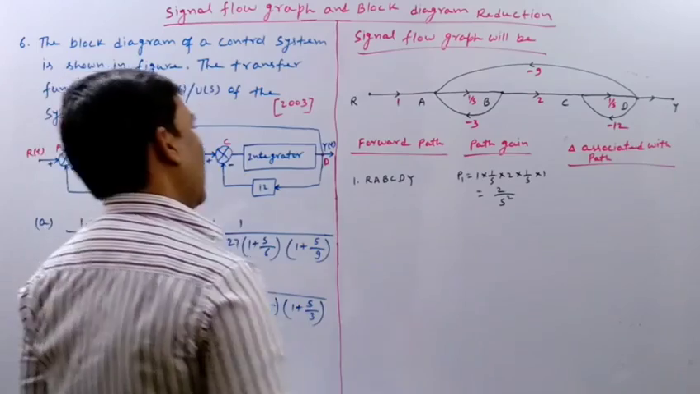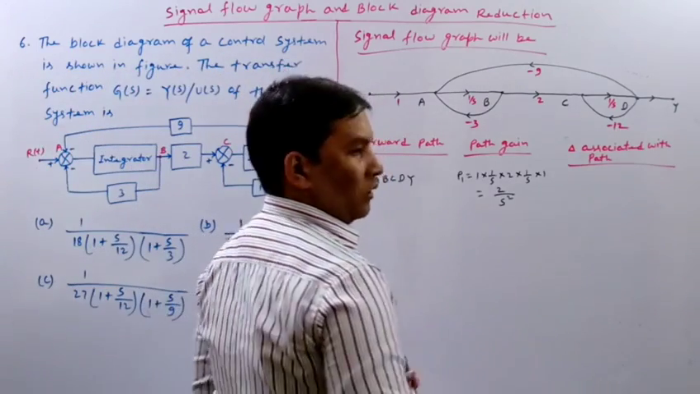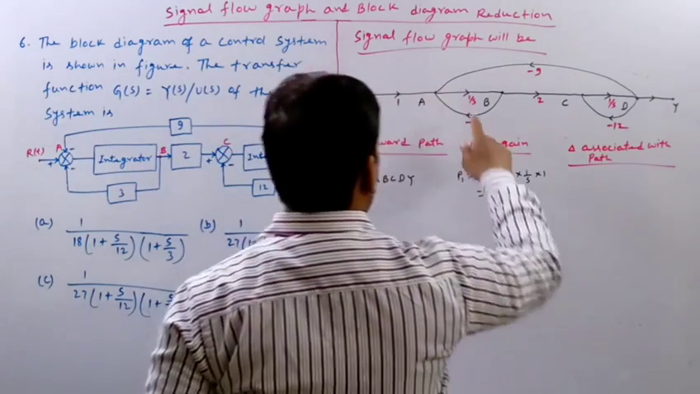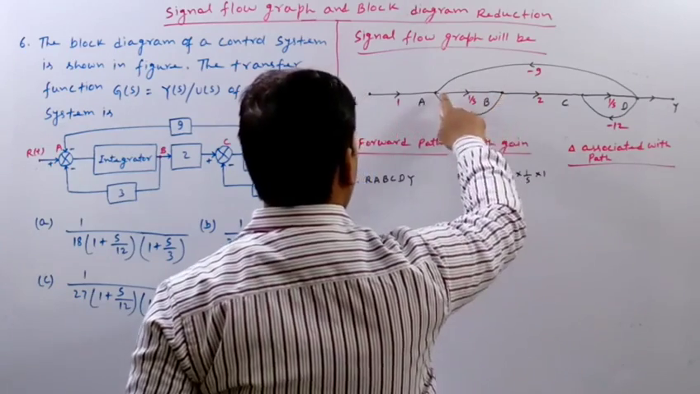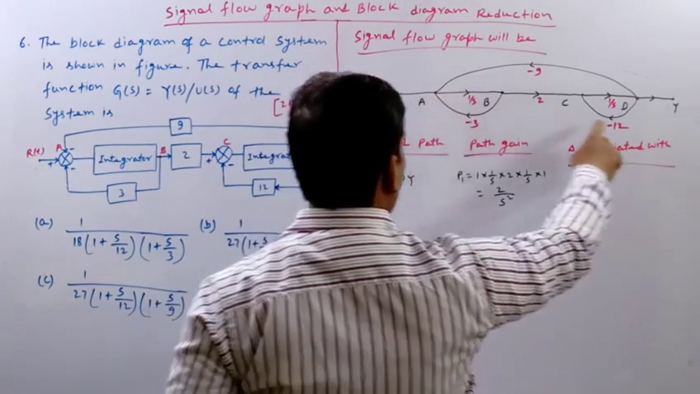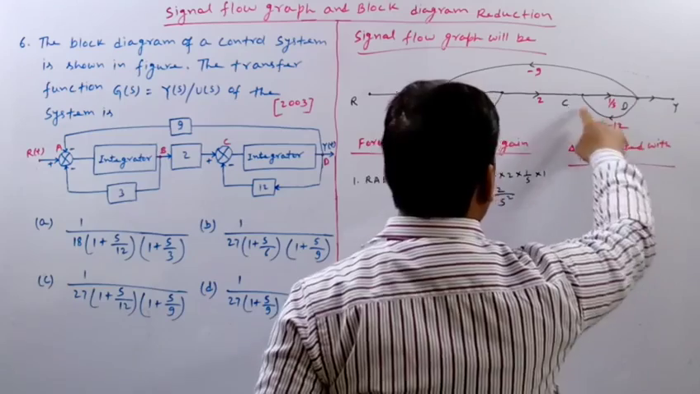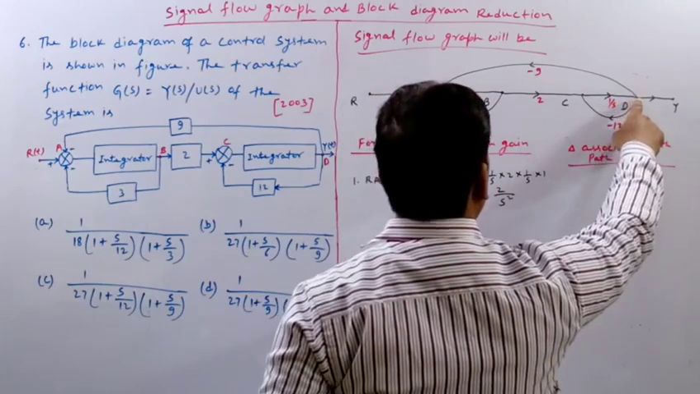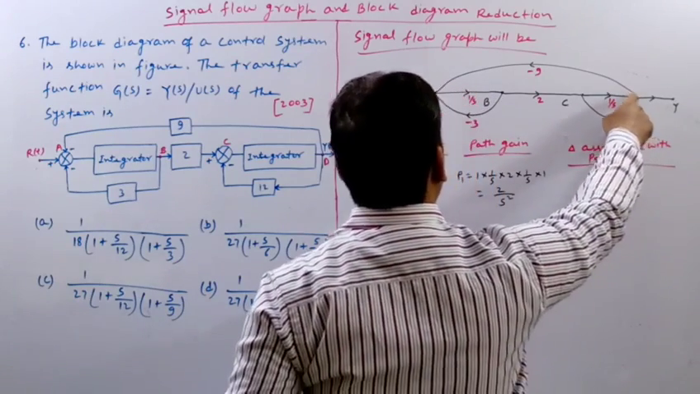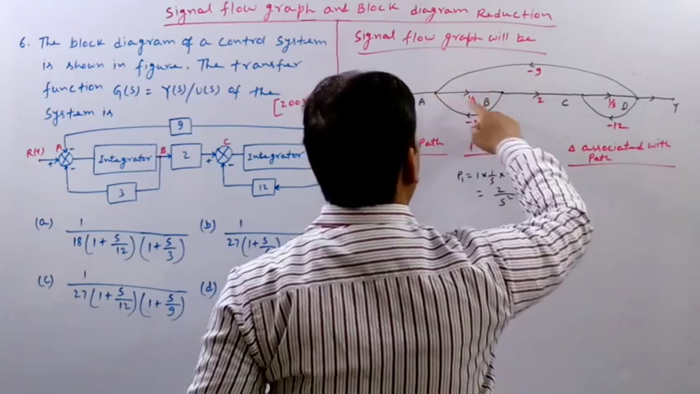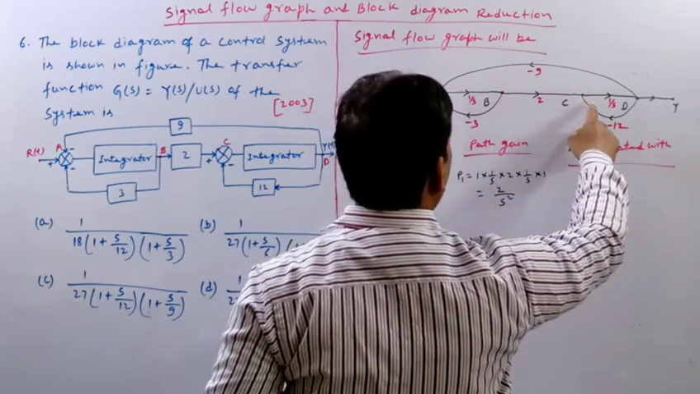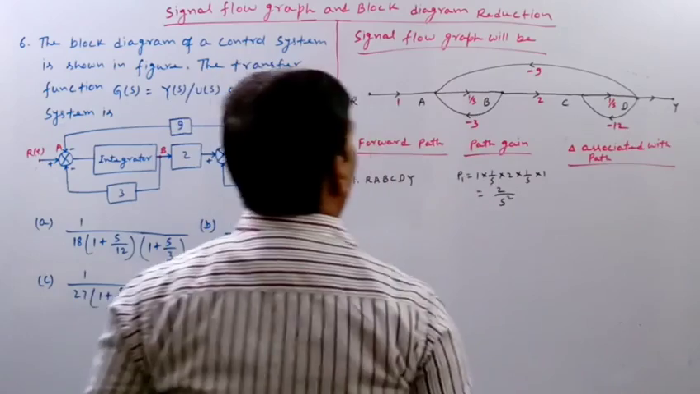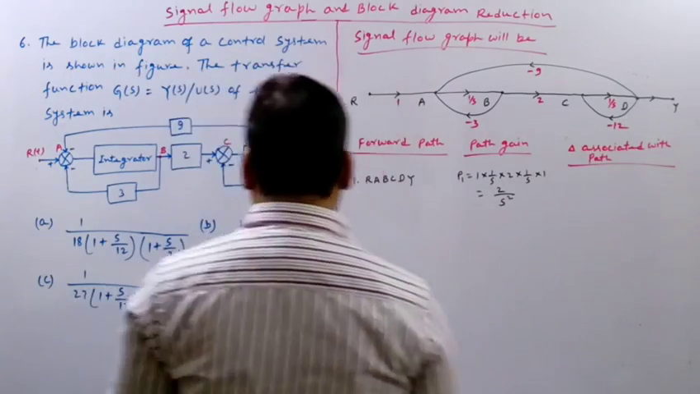Now what are the loops? So the loops are: this is one loop A B A, this is another loop C D C, and this is one more loop D A B C D. So let me write loops.